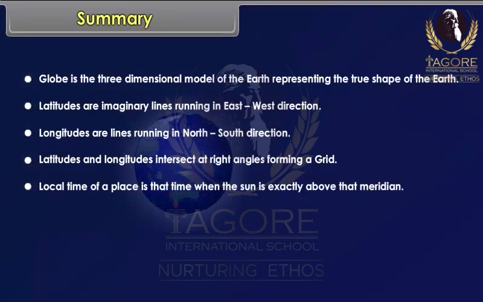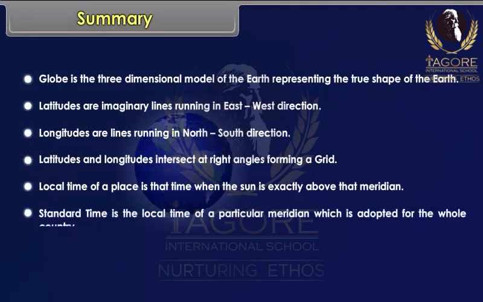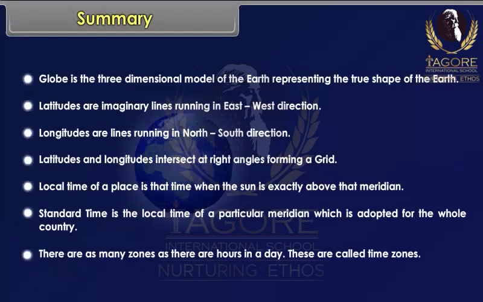Local time of a place is that time when the sun is exactly above that meridian. Standard time is the local time of a particular meridian which is adopted for the whole country. There are as many zones as there are hours in a day. These are called time zones.